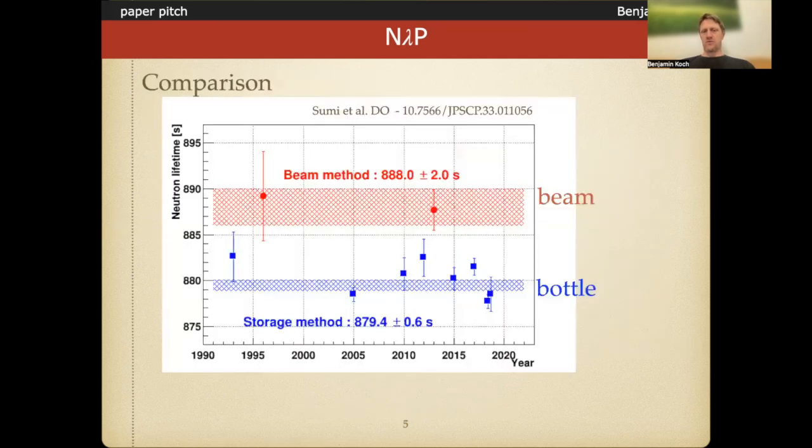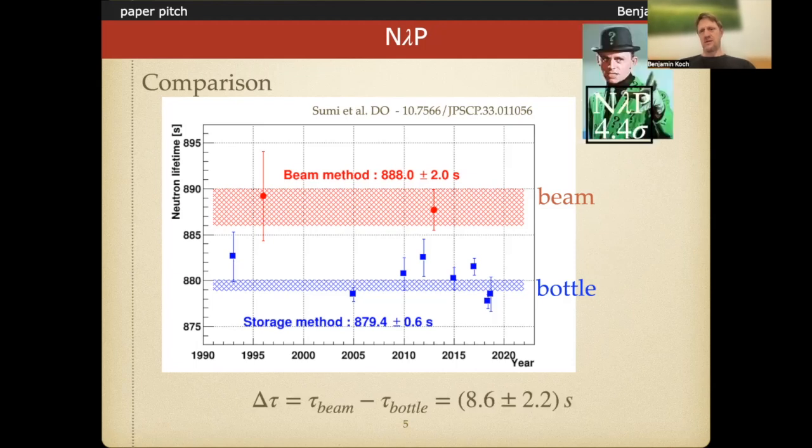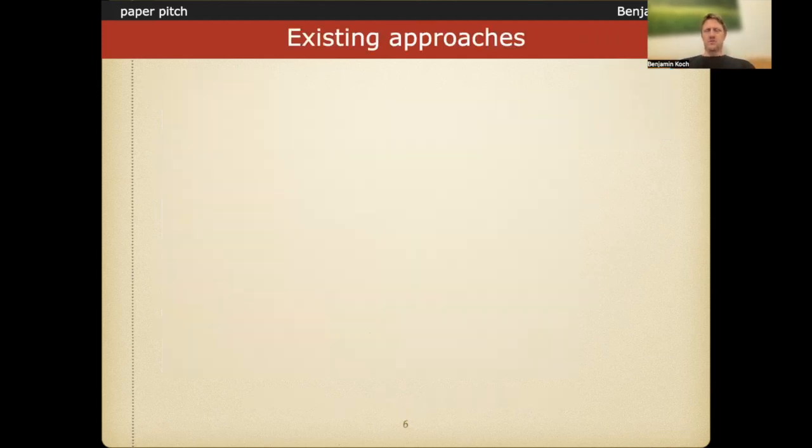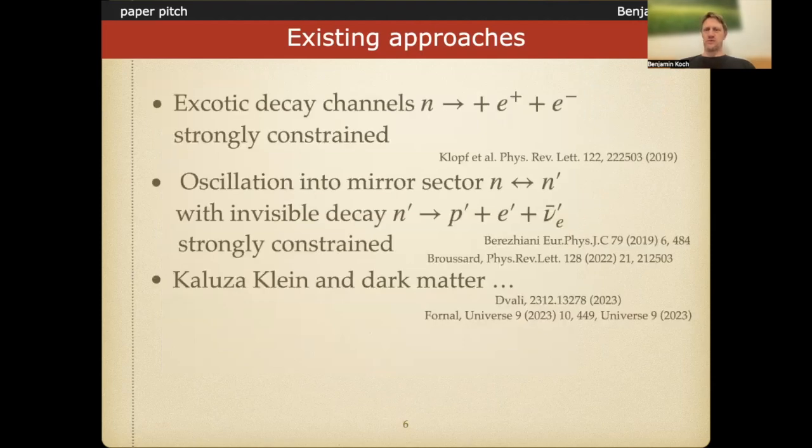If you compare both types of experiments and their results, you see the beam in red and the bottle in blue. The average distance is 8.6, almost 10 seconds. This corresponds to a 4.4 sigma discrepancy, for a number which should actually be the same, because it is the same free neutrons.